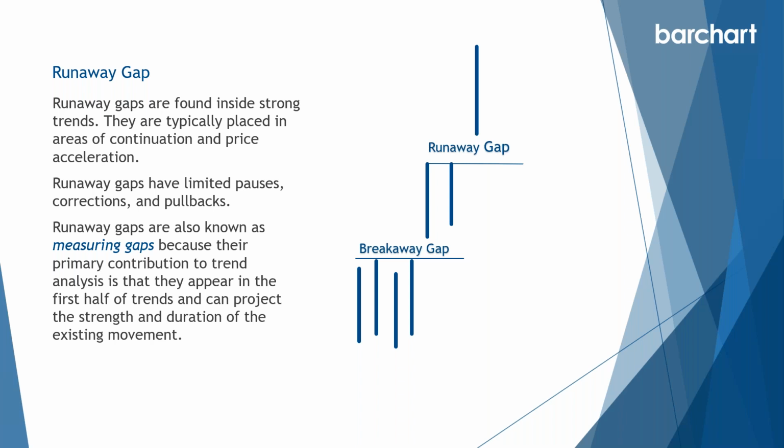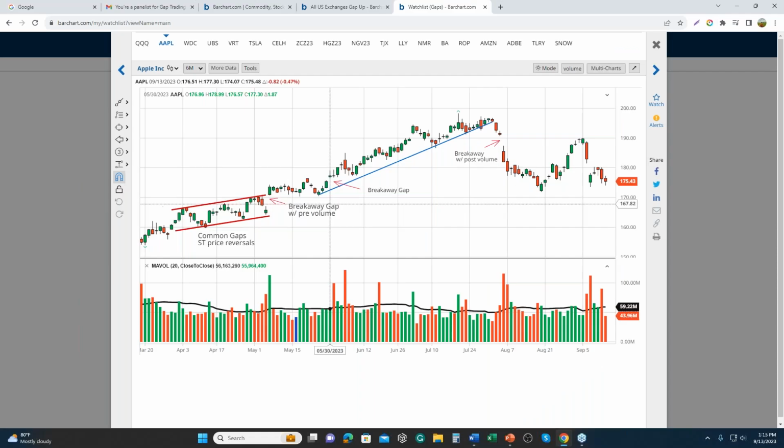And that's why they're sometimes referred to as measuring gaps, because typically they fall about halfway through our trend movement, like from our beginning to our peak. Now, I'm also going to show you a technique how we can measure a runaway gap itself, similar to where we measure a flagpole for a flag or a pendant, and use that measurement to extrapolate the next price movement. So let's look at that.